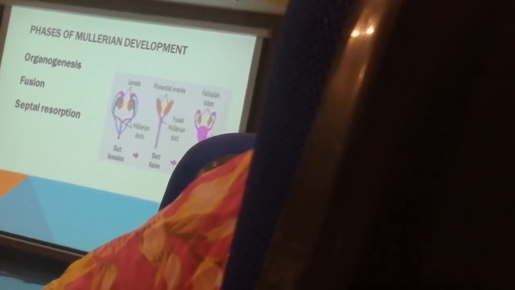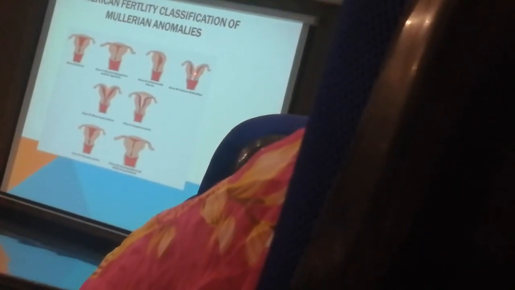The next defect would be at the level of fusion. If the fusion does not occur, you can see it here. If the fusion does not occur, then the two Mullerian ducts would result in uterus didelphys. You can see there are two uterine cavities, two cervices, and two hemivaginas, as the fusion has not occurred at all. And if the fusion is partial, then it might fuse together at some point, and that is referred to as the bicornuate uterus. The next one is the septate uterus.